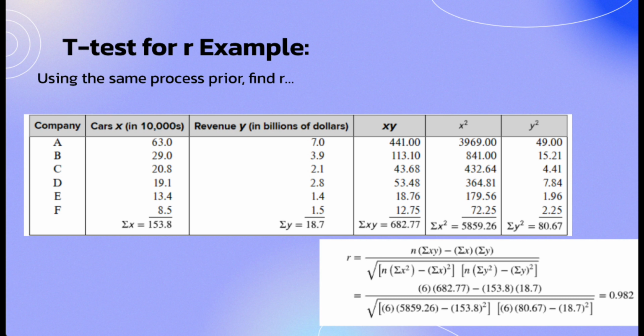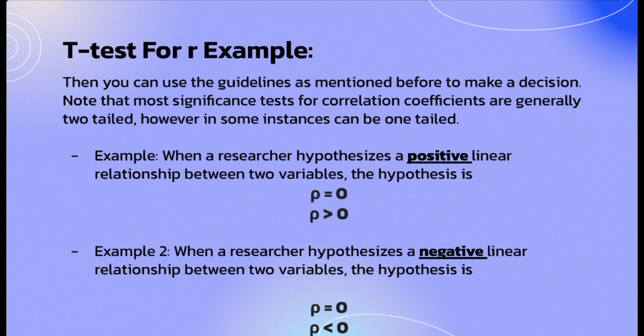T-test for our example. Using the same process from before, find r. You have the sum of x, sum of y, sum of xy, sum of x squared, sum of y squared, and you just plug it all into the formula and you get 0.982. Then you can use the guidelines as mentioned before to make a decision.